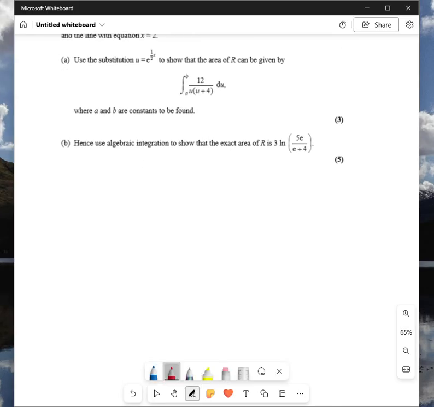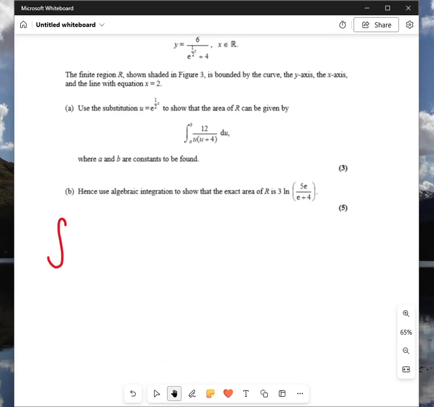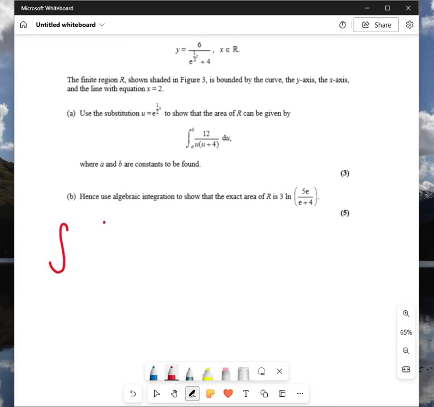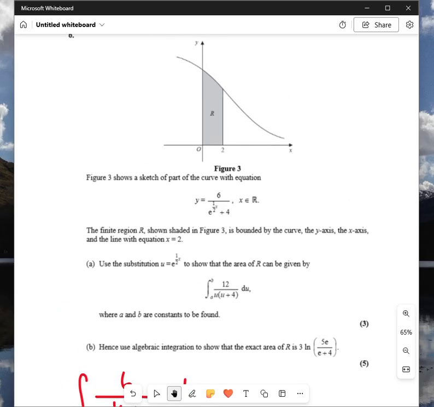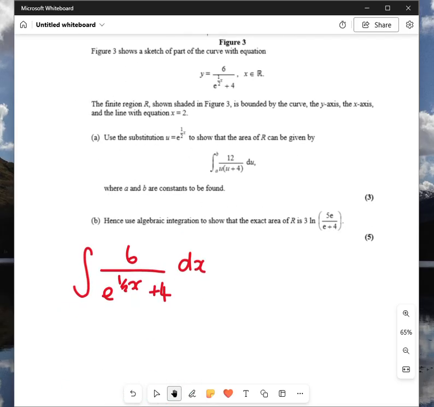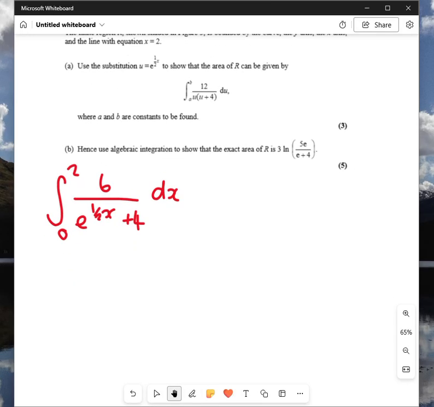So we currently are starting with this integral. I've hidden it so I can't see what it is. There we go. So 6 over e to the half x plus 4. I'm going to write everything in terms of x to start with, including my limits. So my limits are 0 and 2, looking at my area there. So this question is just asking me to write it all in terms of u.